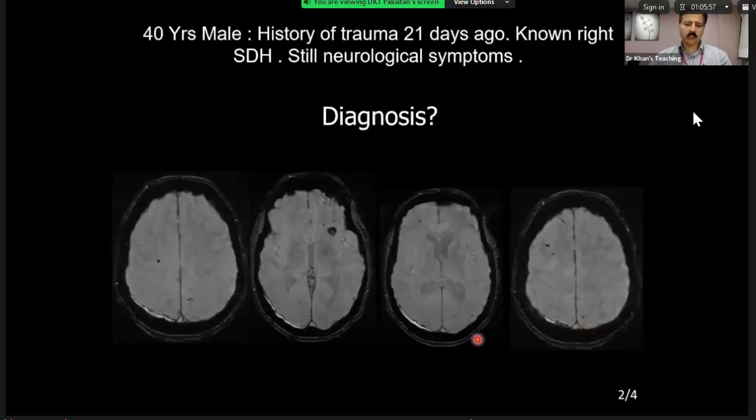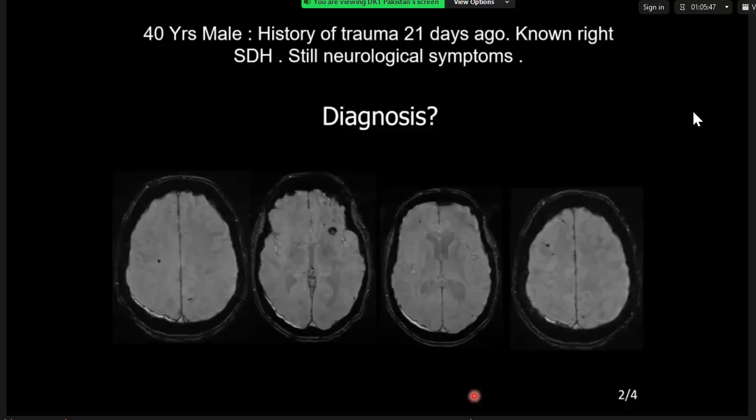What are your findings? Now here the subdural is visible. This is an SWI sequence. What are your findings now? Okay, so there is a low signal lesion in the, I think it's the left frontal lobe.